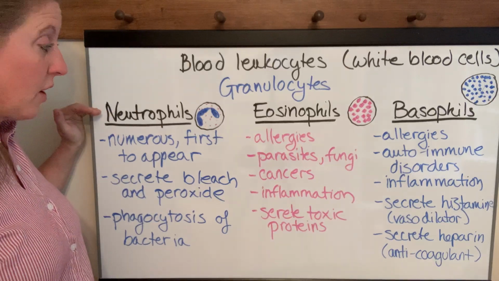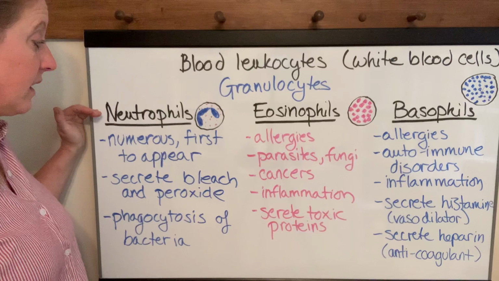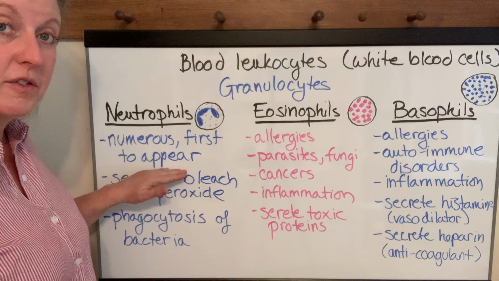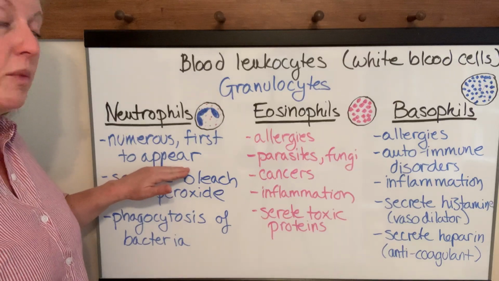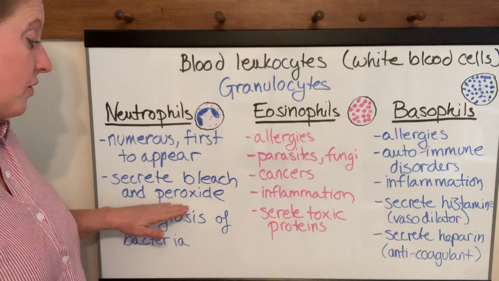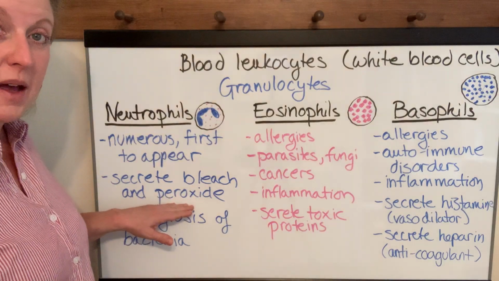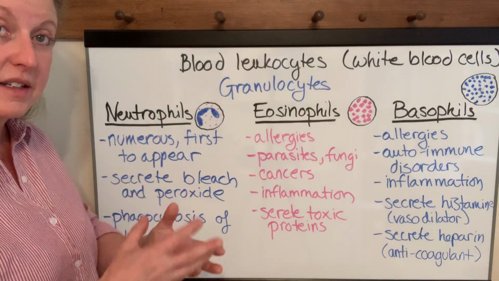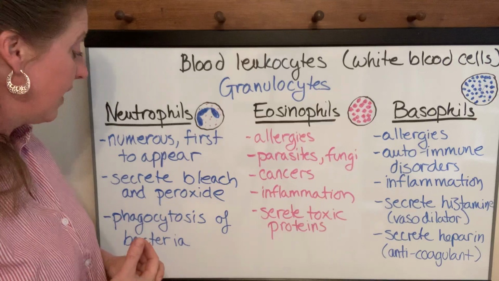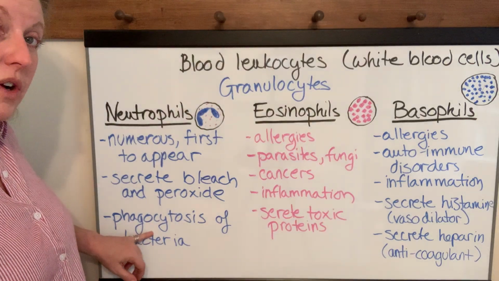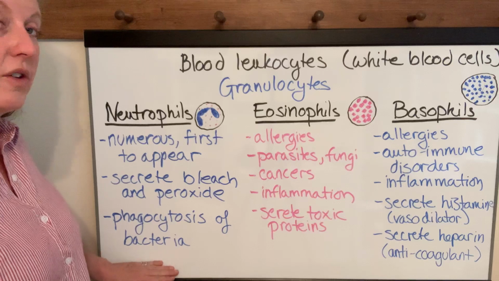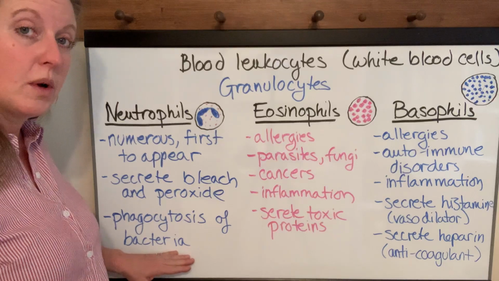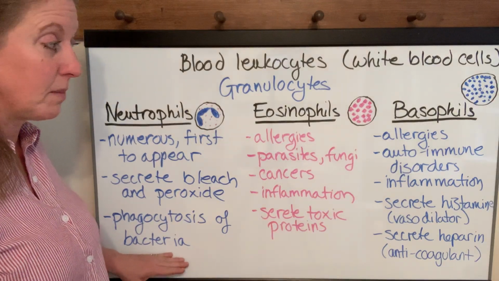Neutrophils are by far the most abundant white blood cell that we have circulating. And because they are so numerous, they are usually the first to appear at any site of infection. So they are, in some ways, our first responders. They secrete bleach and peroxide, the same substances that we use in the household, and those things are toxic to the pathogens and also to our cells in the body. Neutrophils are also capable of phagocytosis of bacteria. And if you see somebody with a high neutrophil count, it usually points to a bacterial infection because this is their specialty.